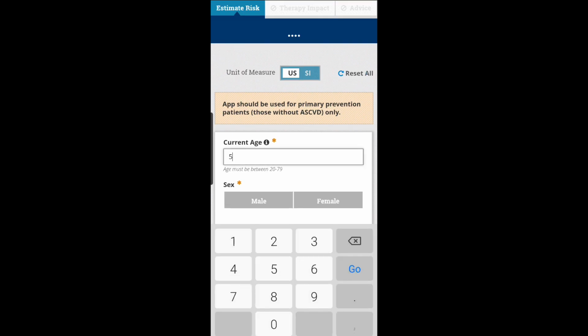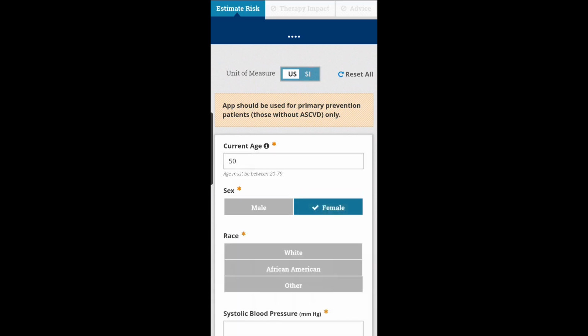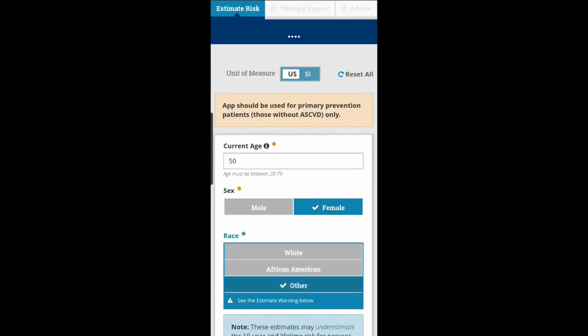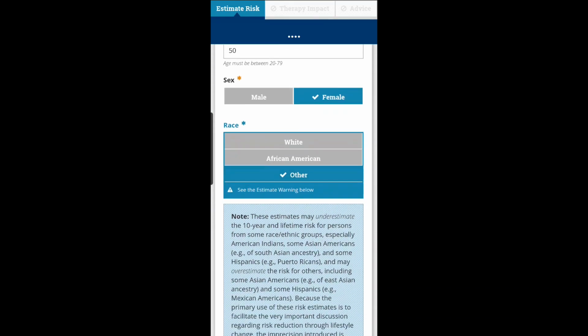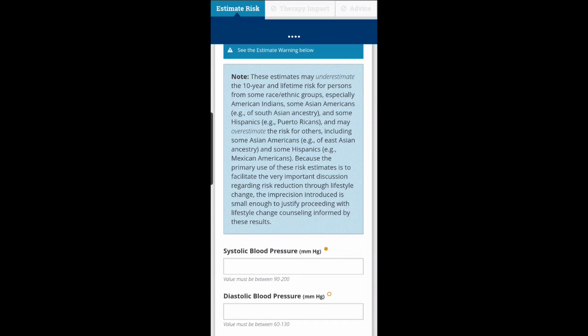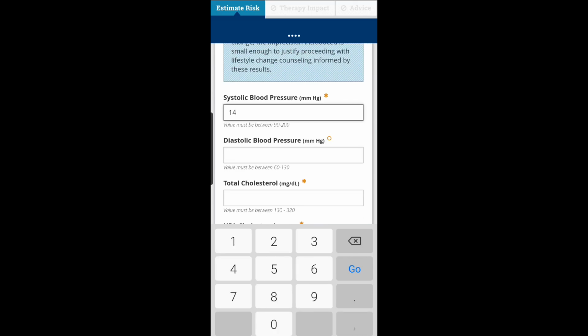For example, I'm going to plug in a 50-year-old female. I don't want to give a race. If it is white or African American, it's more specific, but if it is another race, it's a little non-specific, but still you can go with that. And so you plug in your blood pressure. I'm just picking some random numbers.